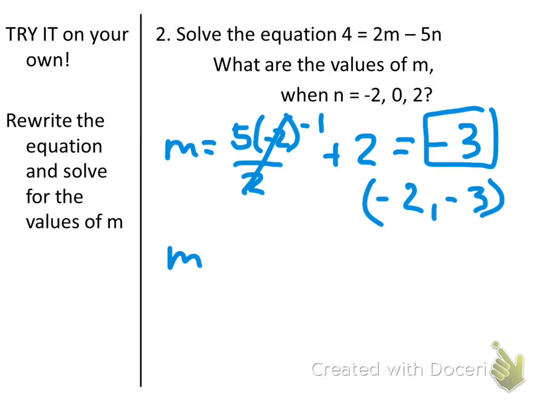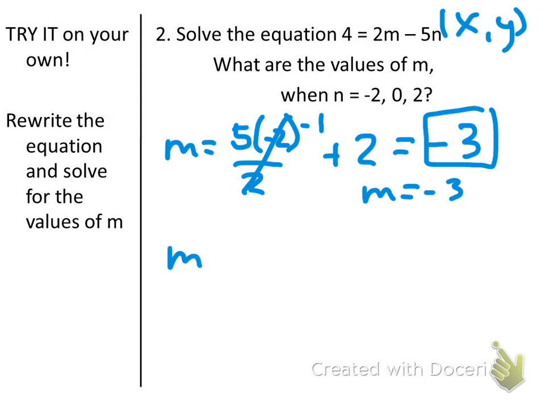Next, when, except we can't write it like that because we don't have an x and a y, so I'm going to have to write it like this, apologies, because for xy, x is the first ordered pair and y is the second one, but since we don't have an xy, I have to write it out. So m equals negative 3 when n equals negative 2.